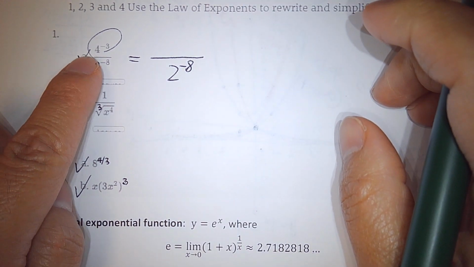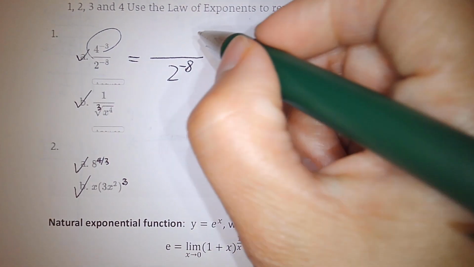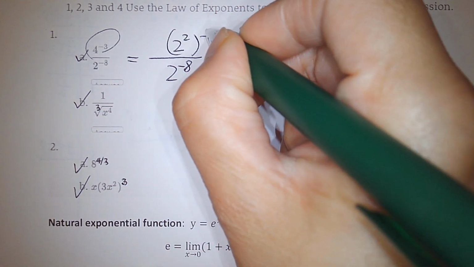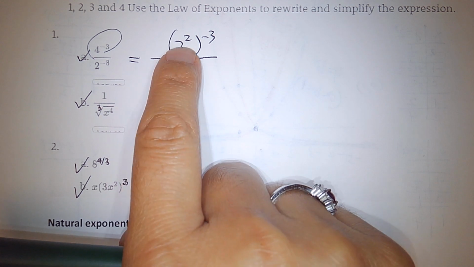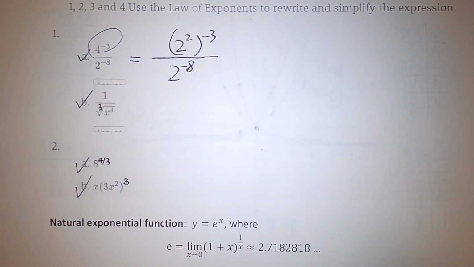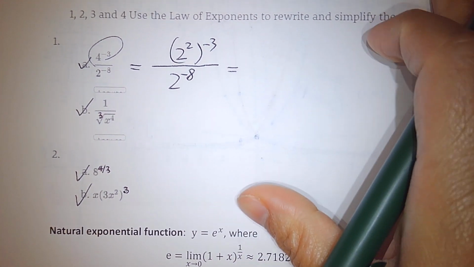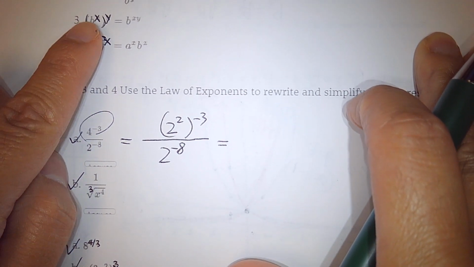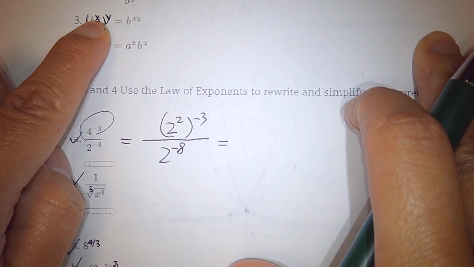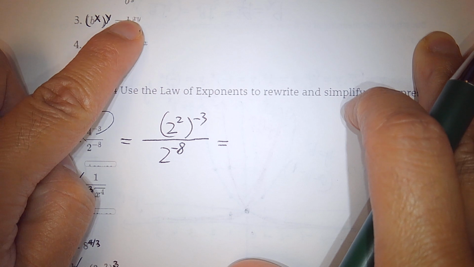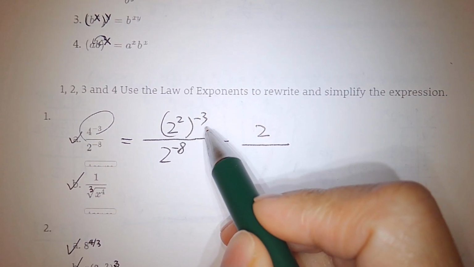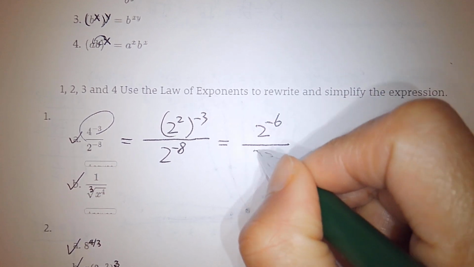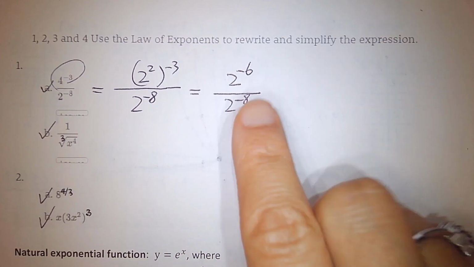What's the relationship between 4 and 2? First, we make 4 to be 2 squared. Now we have a 2. Remember the law of exponents is telling us b to the x power, then y power, equals b to the what? x times y. What's 2 times negative 3? Can you do it from here?